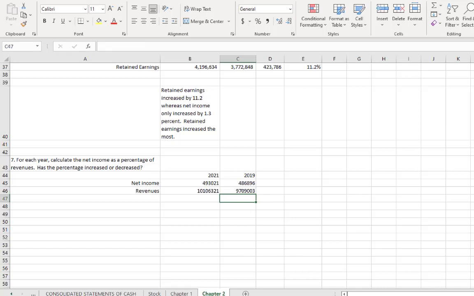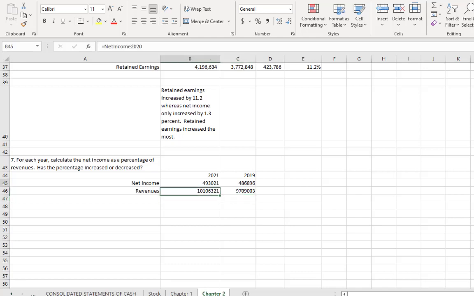Now, I want the net income as a percentage of revenues. So I'm going to take net income divided by revenues, and that will tell me what percentage net income is of revenues. And we know it's going to be less than 100%, right? Because this is a smaller number.